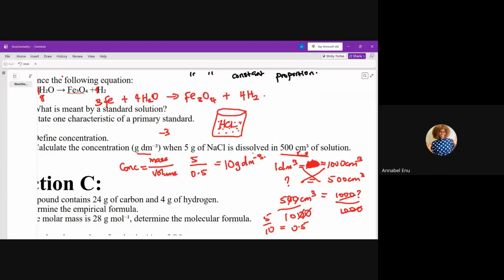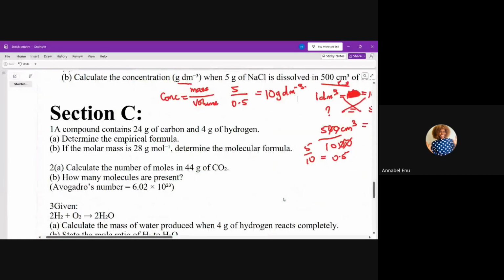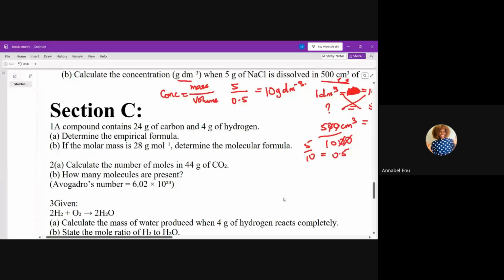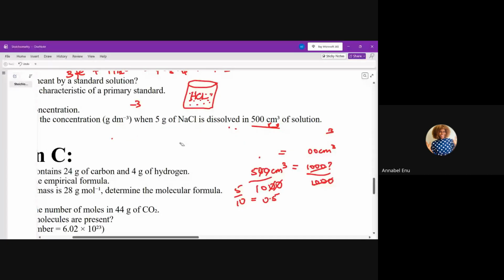I hope no one is confused. Do you all understand? You are confused. Which one? Is it this particular one we just did? Yes, from 1 dm equals 1000 cm. Okay, I was basically just converting there. But let me explain again.